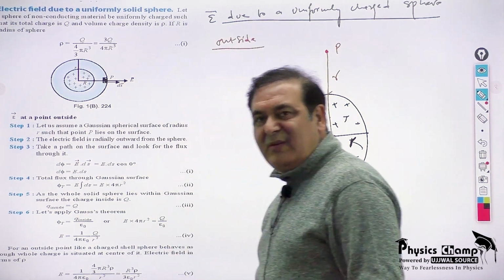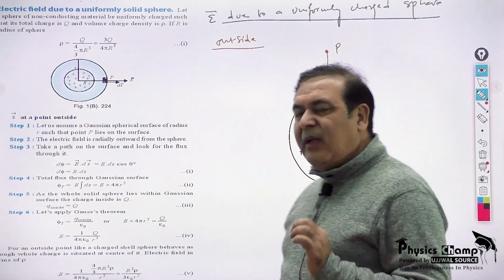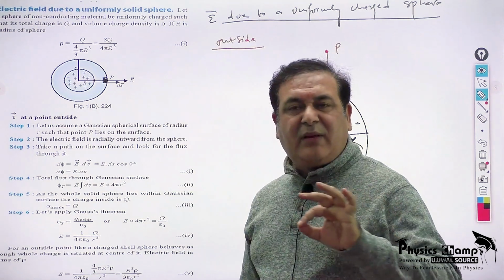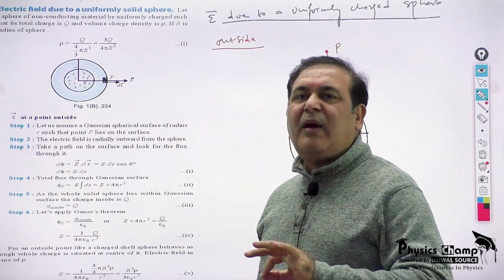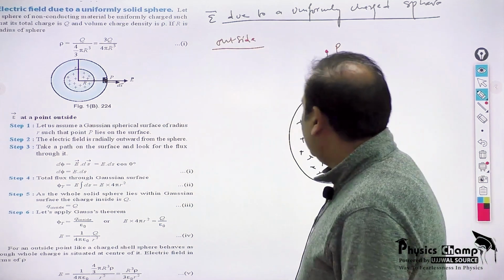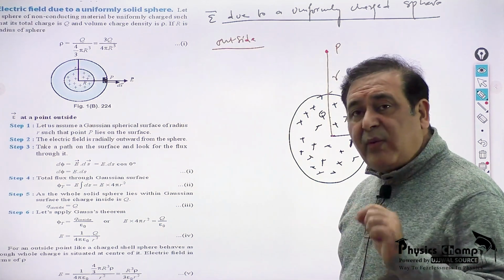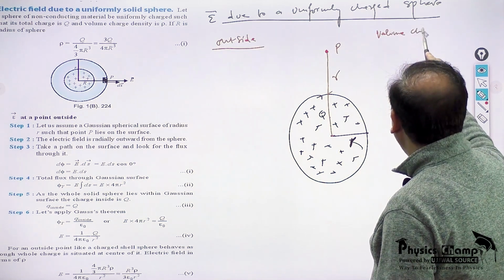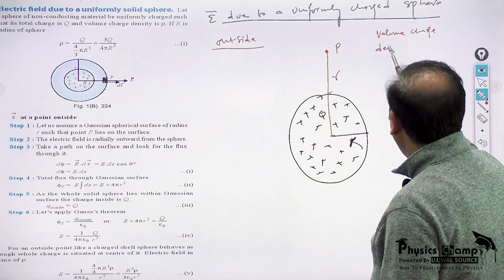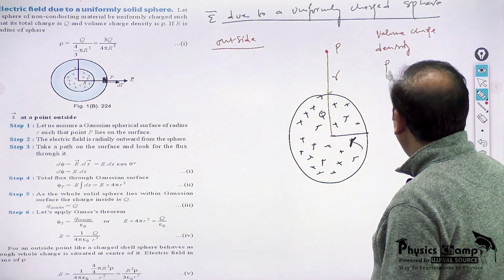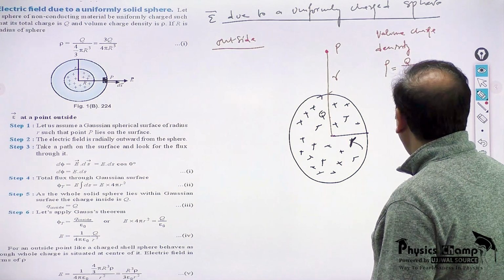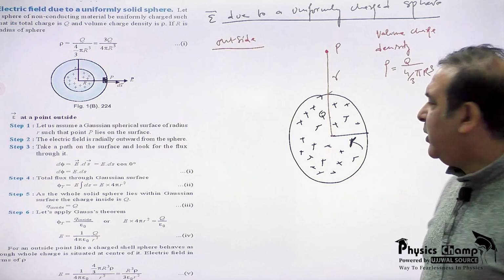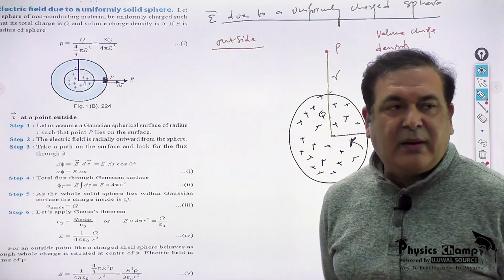This is not much change. The only difference will be, if earlier in the previous case of shell the charge was distributed on the surface, there you were having surface charge density, this time you will have a volume charge density. So if I am looking for volume charge density, which can be represented as rho, it will be Q by 4 by 3 pi R cube. Total charge is Q, total volume is 4 by 3 pi R cube.